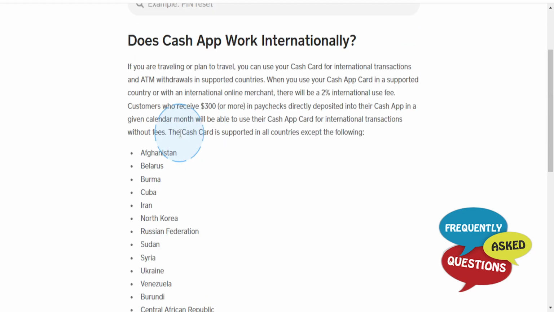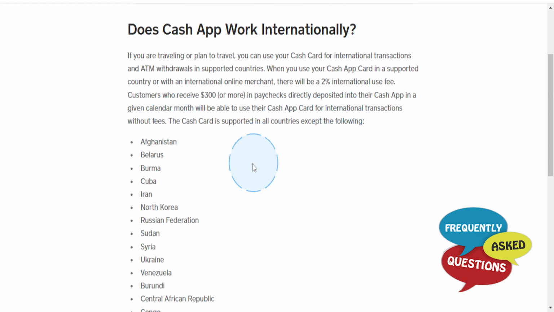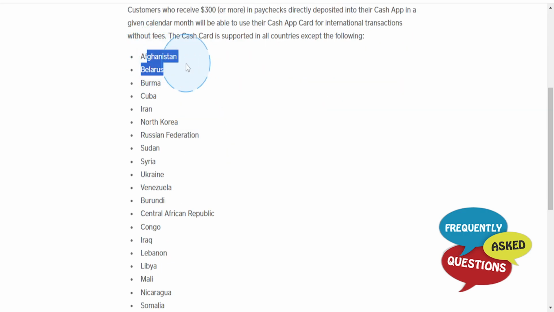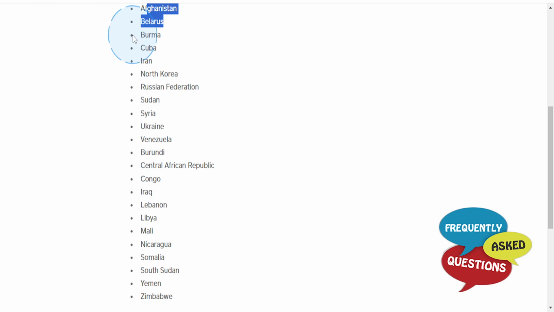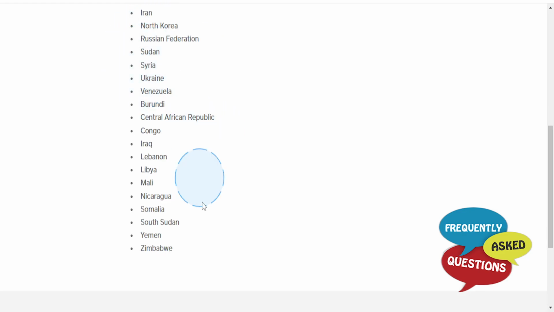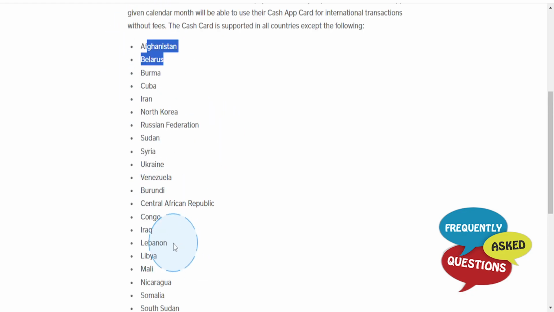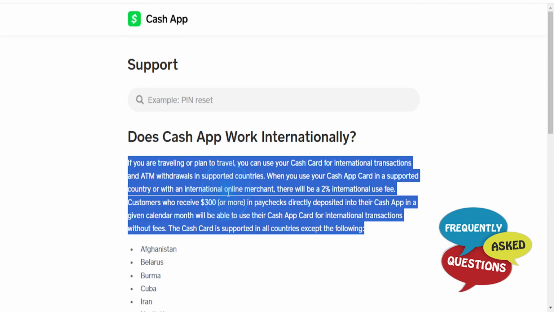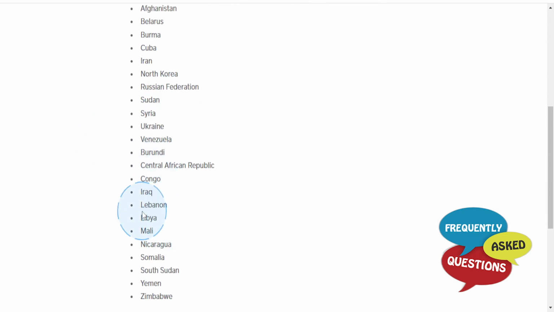The only countries that you cannot use the Cash App Cash Card in are these countries listed right here. For example, Afghanistan, Belarus, Burma, Cuba, Iran, North Korea, Russia, Sudan. These are the countries you cannot use it in, but mostly in Europe you can use the Cash Card, and mostly the rest of the world, such as Asia and stuff.